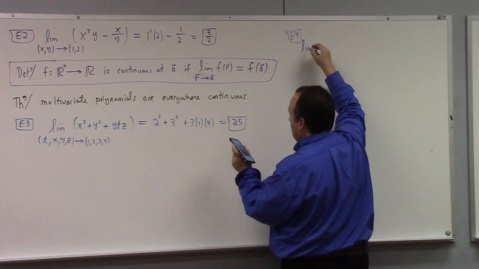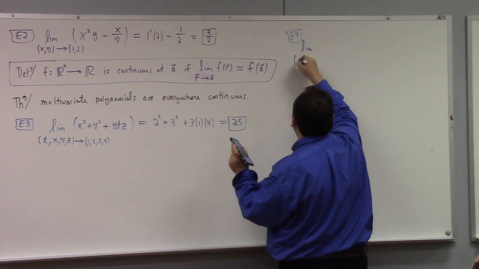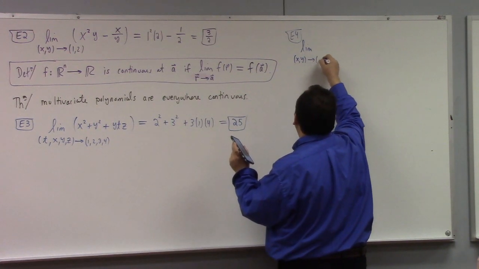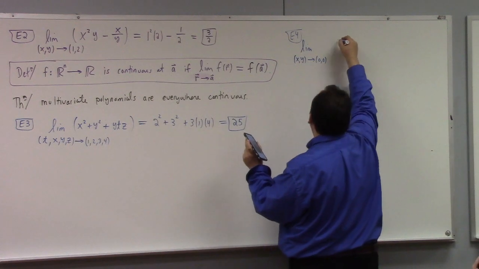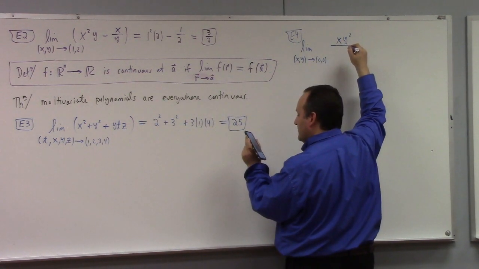All right, so here we go. Limit of xy approaching (0,0) of xy squared over x squared plus y to the fourth.